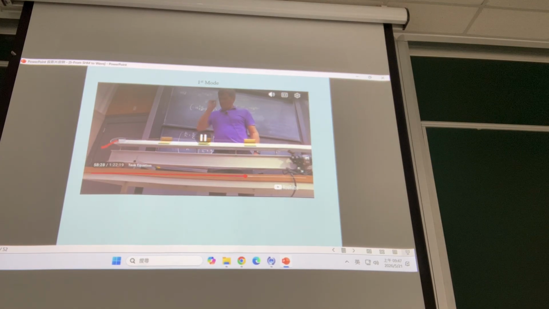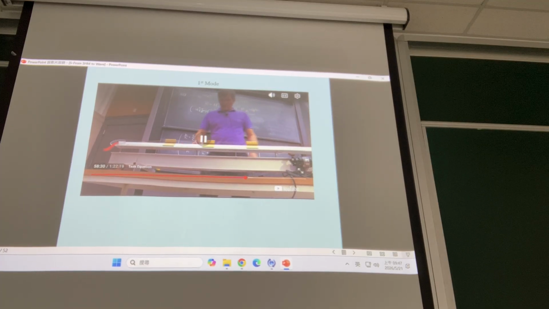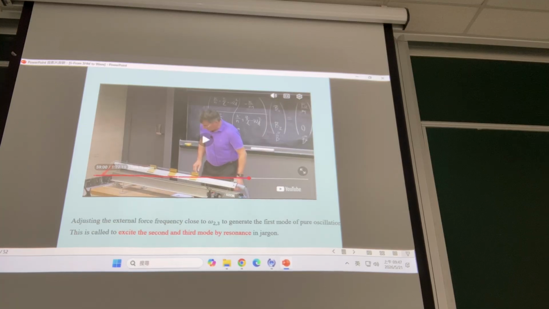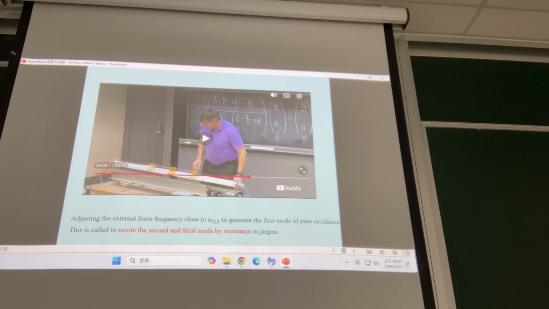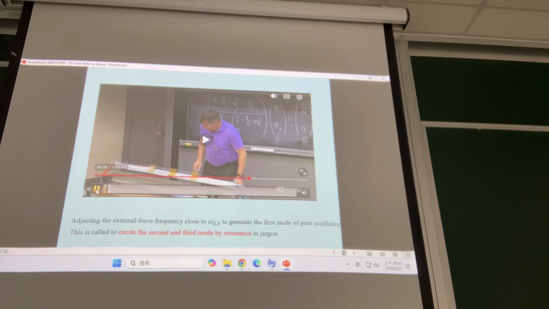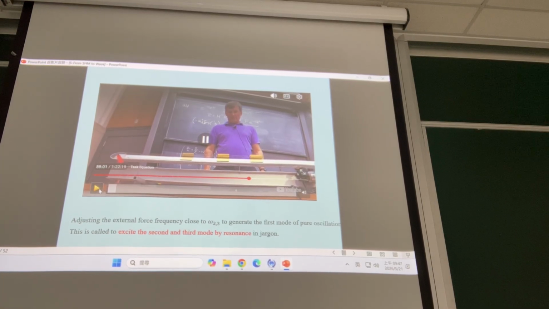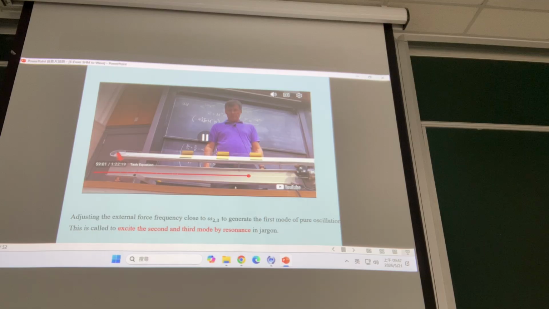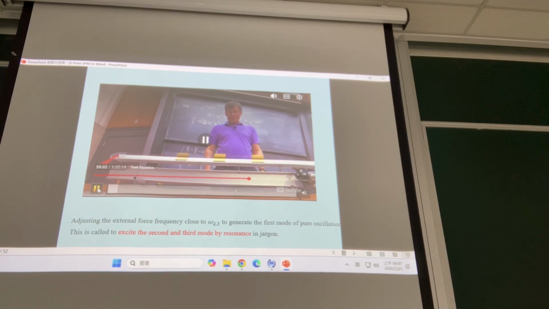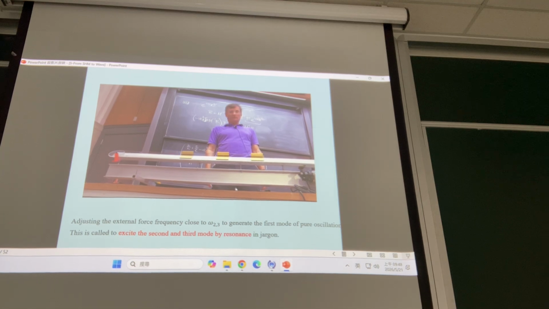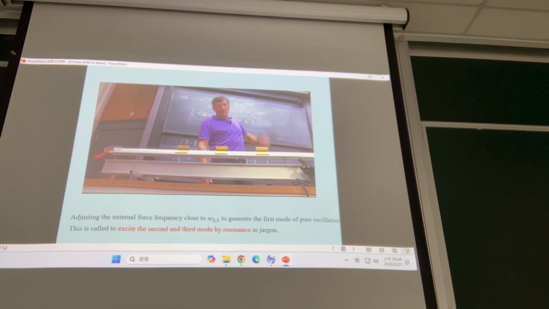The second mode and the third mode are much easier to see than this first mode. Remember, in the second mode, the middle one doesn't move. The other 2 oscillate. Now, let's see the second mode. The middle one doesn't move at all, but the other 2 oscillate.